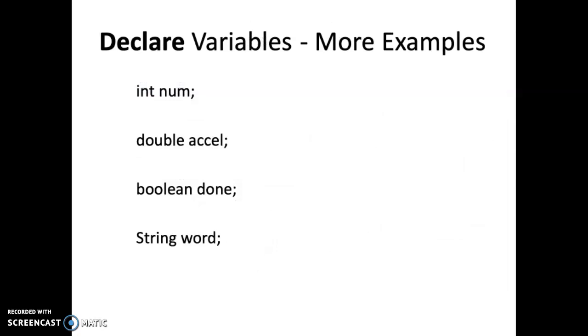So declaring variables, you saw the example earlier, is where you give the type and you give that variable identifier. So here's just some more examples of the different types. So this is declaring the variable. You declare the variable once.